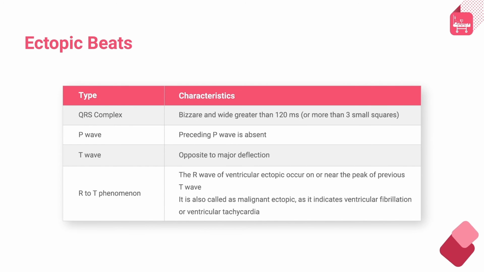The table here explains the ECG criteria of ventricular ectopics. The QRS complex is bizarre and wide, greater than 120 milliseconds, or more than 3 small squares. The preceding P wave is absent, and the T wave is opposite to the major deflection. The R wave of a ventricular ectopic occurs on or near the peak of the previous T wave. It is called a malignant ectopic as it indicates ventricular fibrillation or ventricular tachycardia.